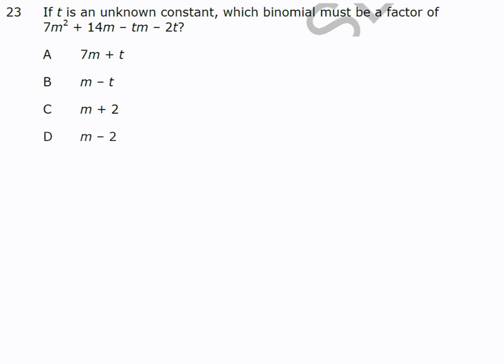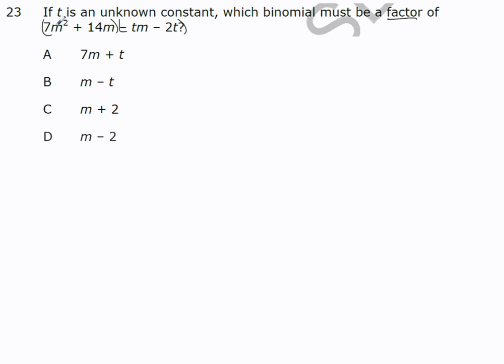If t is an unknown constant, which binomial must be a factor of 7m squared plus 14m minus tm minus 2t? Okay, so this one, we mentioned factors. Now, there's a couple ways to factor. The way that I always think of when I see four terms is factoring by grouping. So let's group the first two terms. Let's group the last two terms.